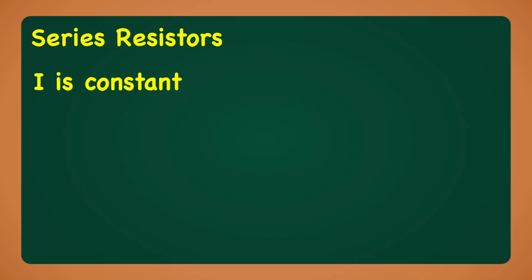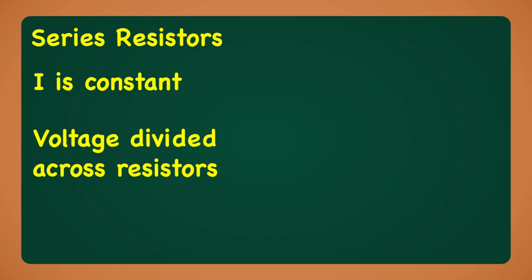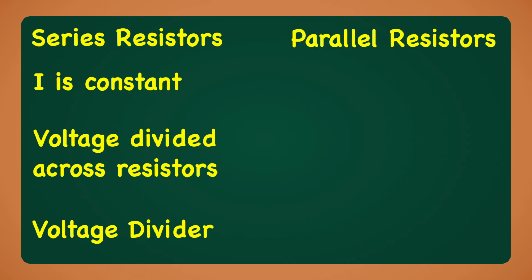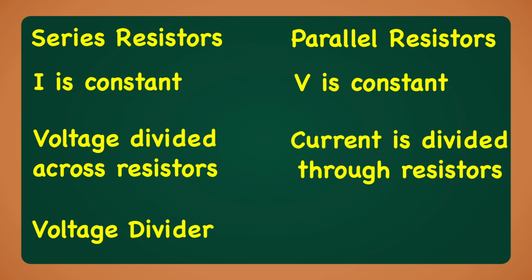Let's summarize this information. In a circuit with resistors in series, the current is the same throughout the circuit. The voltage is divided across each resistor. This type of circuit is known as a voltage divider. In a circuit with resistors in parallel, the voltage is the same throughout the circuit. The current is divided through each resistor. This type of circuit is known as a current divider.